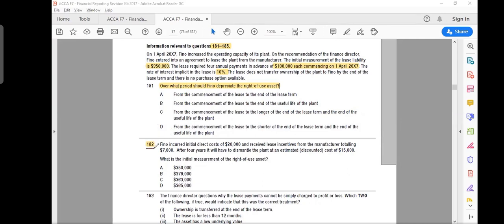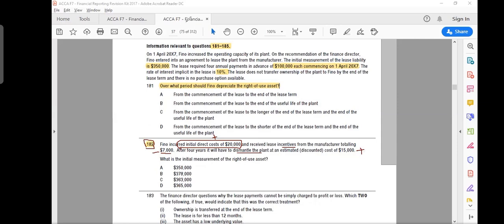Then this is 182, which we were trying to do in the Excel file. It says that you incurred some direct cost, which means something which you spent on renovation. You got 7,000 back as your incentive. It should be subtracted. This should be added. And you have to restore, so that's the provision you need to create. It also must be added.